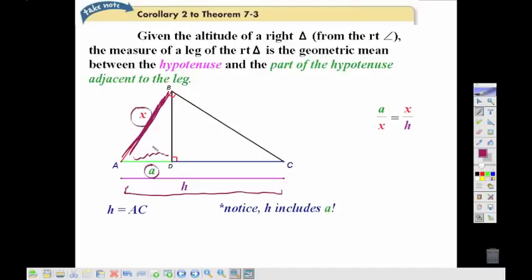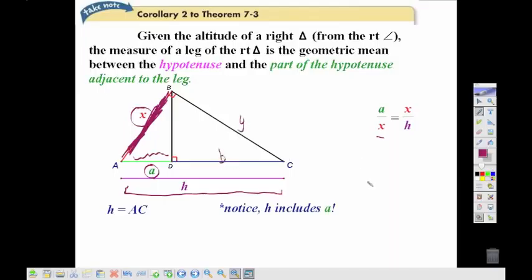We can set this up with the smaller part of the hypotenuse over the leg, and then the leg over the whole hypotenuse. So again, remember that the leg is our geometric mean. That's our x in this one. We could also do the same thing using this side over here.